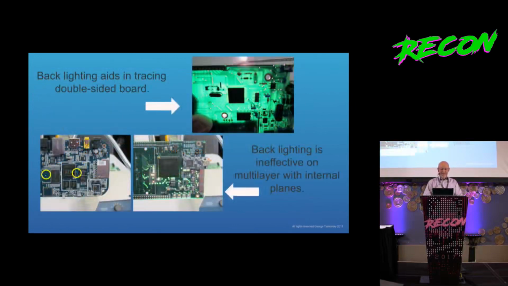So, okay, backlighting. You can see that in backlighting, a simple two-layer board, the green board up at the top, is easy to see. However, the two at the bottom, you can see that there's absolutely nothing that can be seen because they both have plane layers within the board.